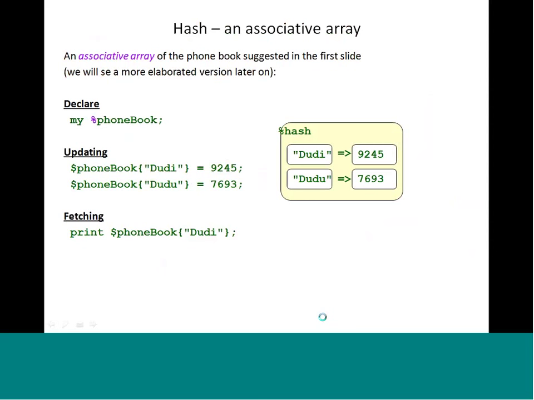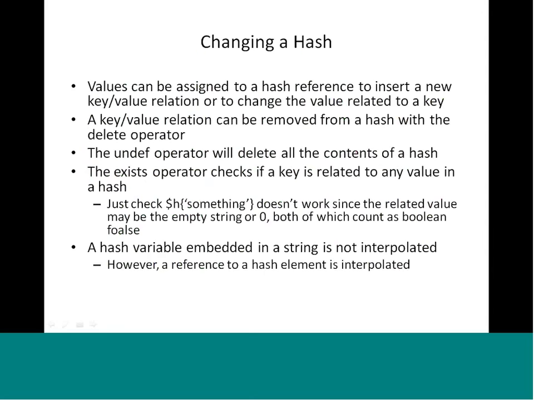Another practical example is essentially a phone book. We can associate various users with their phone numbers and put them in a hash array, and then when we say phone book for a given user, it prints their numbers. This is pretty much what we saw about how we change the hash array. The values can be assigned to a hash reference to insert a new key-value relation or change the value related to the key. These two we saw already as examples.